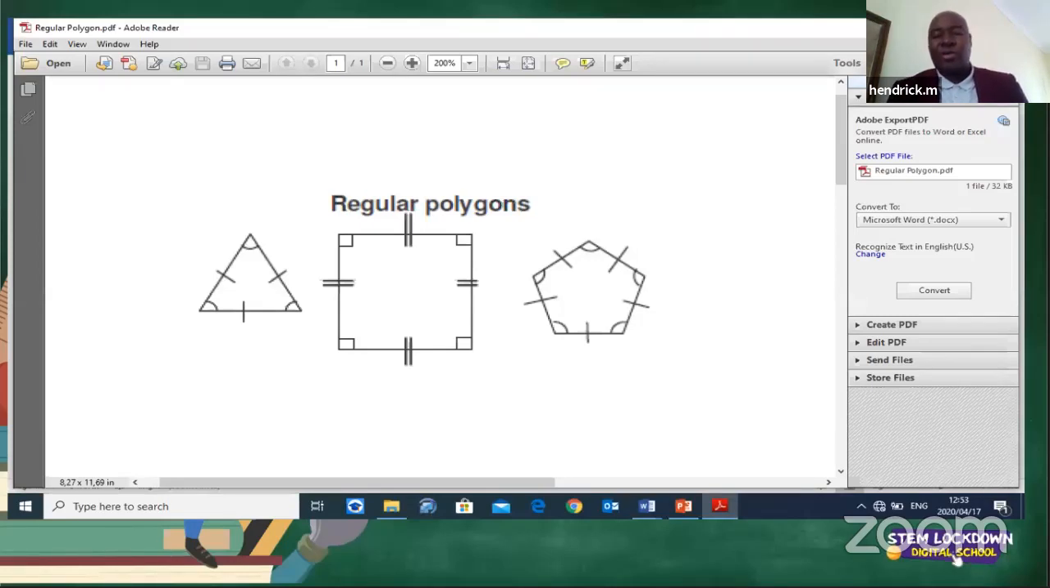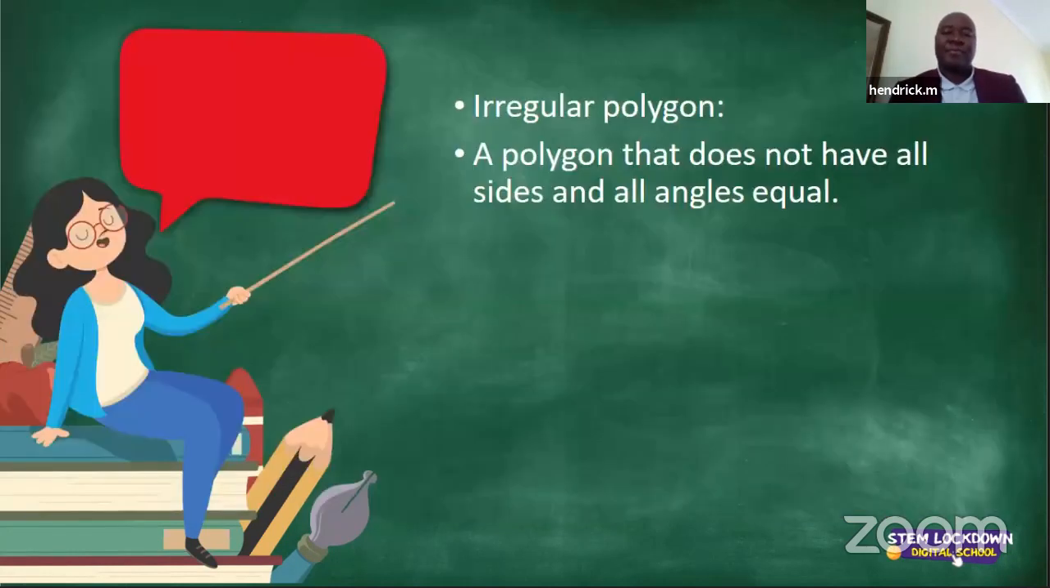Now we are going to define an irregular polygon. An irregular polygon does not have equal sides or all angles equal. So in an irregular polygon, not all sides are equal, and not all angles are equal. We are talking now about an irregular polygon, and the example is as follows.